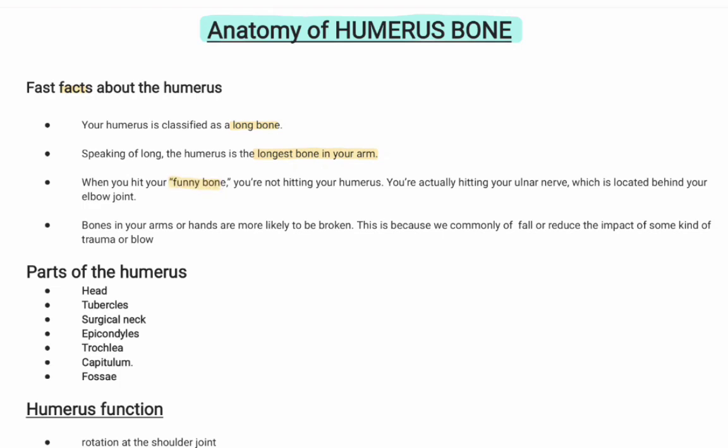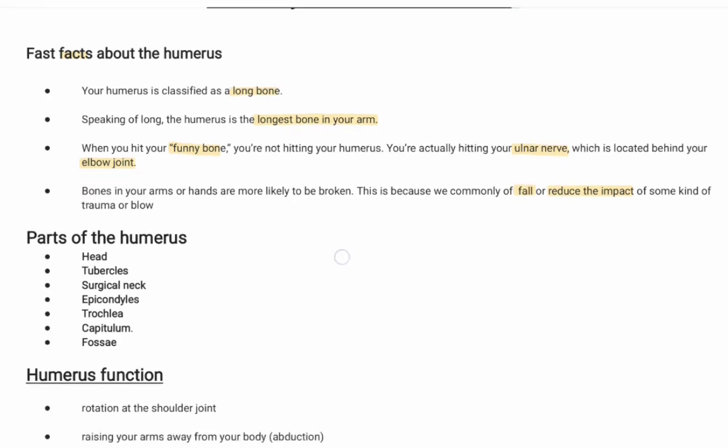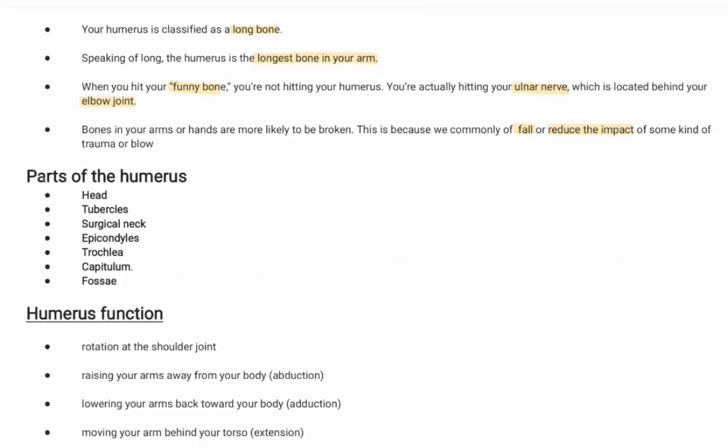When you hit your funny bone, you're not hitting your humerus, you're actually hitting your ulnar nerve, which is located behind your elbow joint. Bones in your arms or hands are more likely to be broken. This is because of a fall or some kind of trauma or blow.